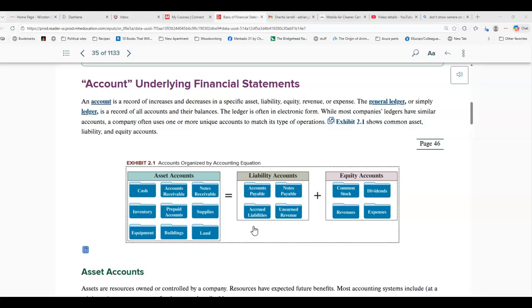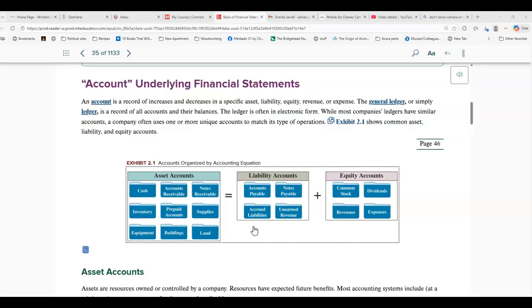Accrued liabilities, these are liabilities that we have incurred, but there's not a document relating to it. For example, maybe our power bill doesn't come till the 5th of the month, and so on December the 31st, when I'm making my financial statements up, I have to accrue for that power bill using an estimate or some other method to figure out how much I owe for that power bill.